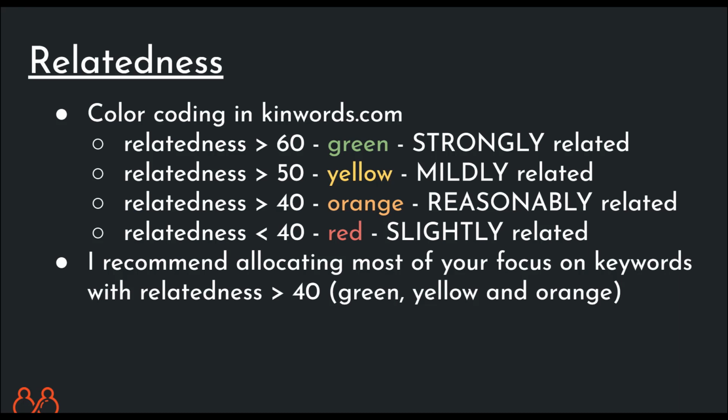Anything above 40 is going to be orange. Those are reasonably related keywords. Anything below 40, those are going to be slightly related keywords. So I recommend allocating most of your focus on keywords with relatedness higher than 40. So in the case of relatedness, I recommend focusing on green, yellow, and orange keywords in the relatedness column.